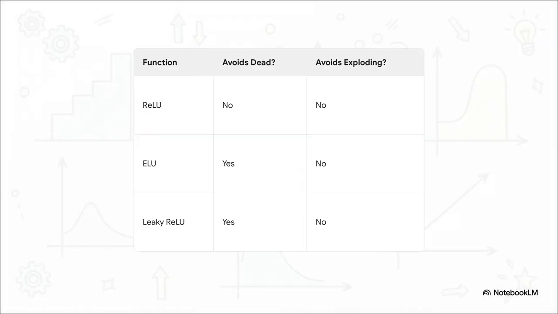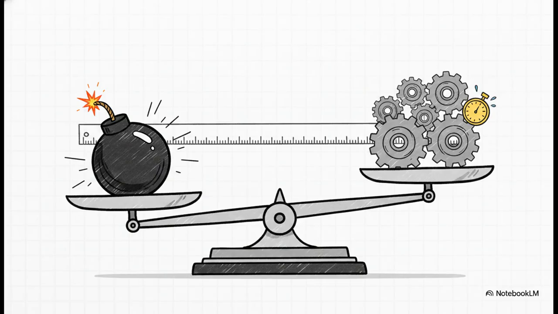Let's break down how the original ReLU compares to its two major successors, ELU, the exponential linear unit, and leaky ReLU. Both of these fixes actually do successfully avoid the dead ReLU problem. They do this by allowing tiny gradients or creating actual small activations instead of just flatlining at 0. So, problem solved, right? Well, there's a catch. None of them, not even these new fixes, manage to solve the exploding gradient problem. Because every fix comes with trade-offs, right?